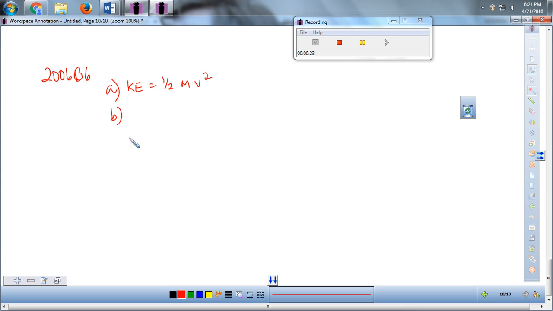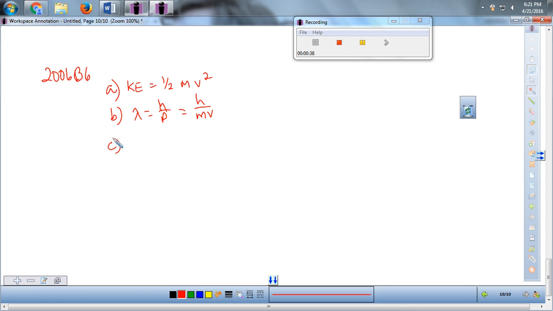B says, determine the de Broglie wavelength of the electron. Well, the de Broglie wavelength is simply lambda equals h over p. Can't leave the p, so I'm going to rewrite that as mv, because that's what momentum is, mass times velocity.